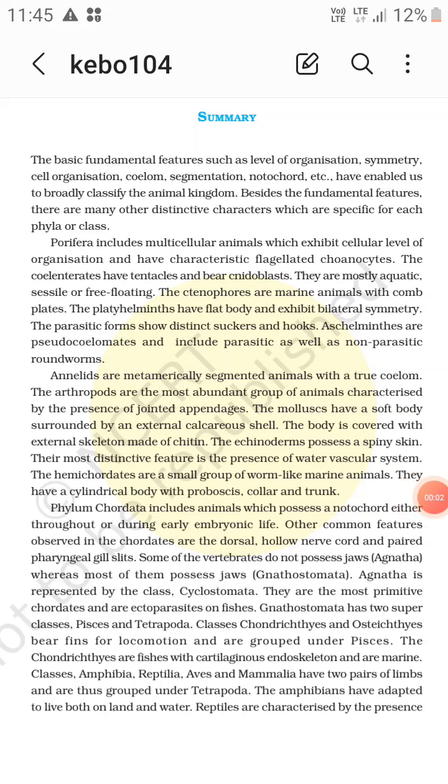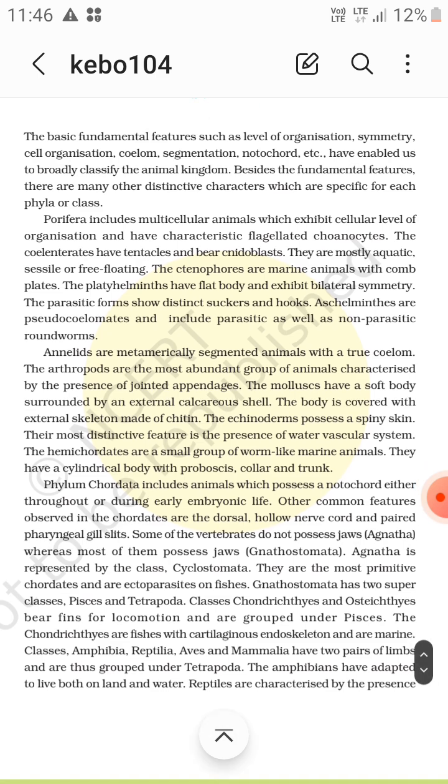Now the animal kingdom, chapter 4. The basic fundamental features such as level of organization, symmetry, cell organization, that is loose cell aggregate, coelom, that is body cavity, and segmentation, notochord, have enabled us to broadly classify the animal kingdom. Besides these fundamental features, there are many other distinctive characters which are specific for each phyla or class.